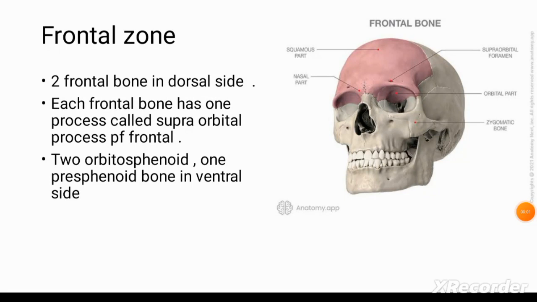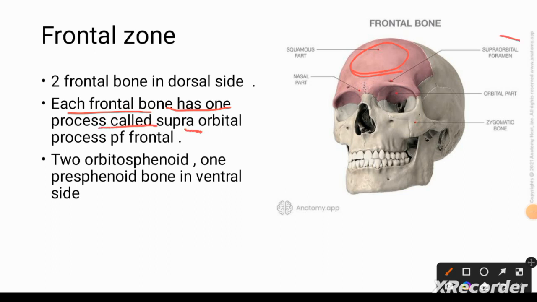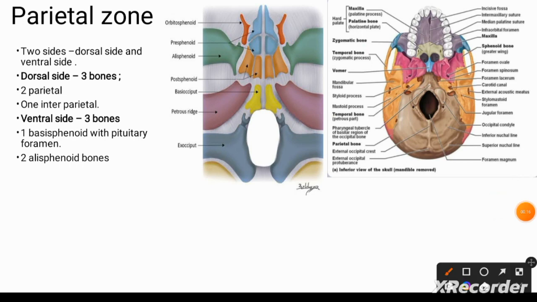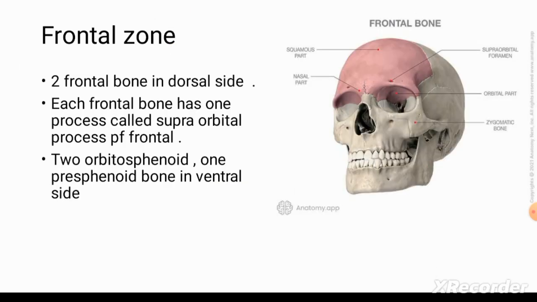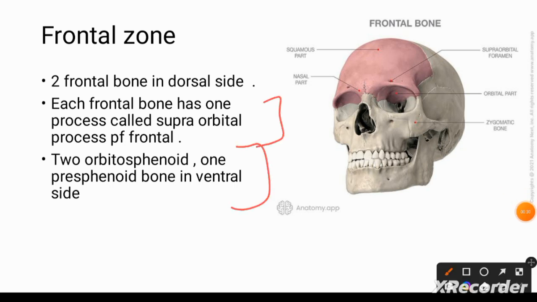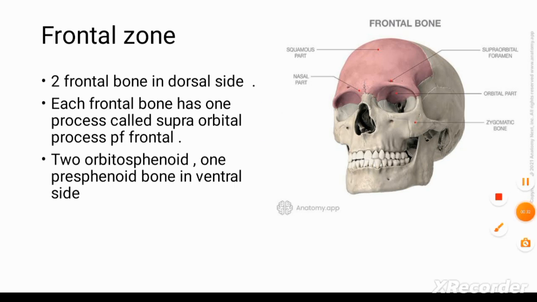There are two frontal bones present on the dorsal side. Each frontal bone has a process called the supraorbital process of frontal, and two orbitosphenoids. These are two orbitosphenoids and two presphenoids. The two presphenoids and two orbitosphenoids form part of this frontal region present on the ventral side, and this one is present on the dorsal side.